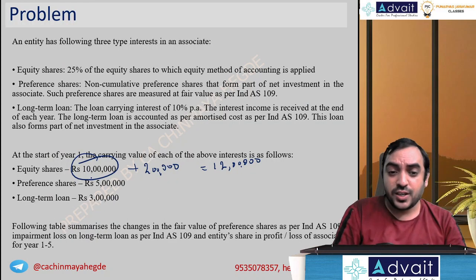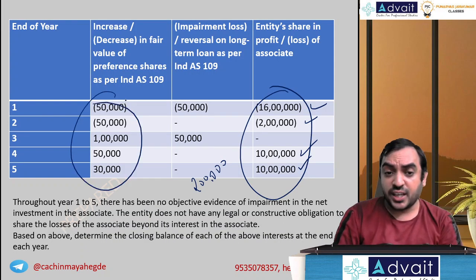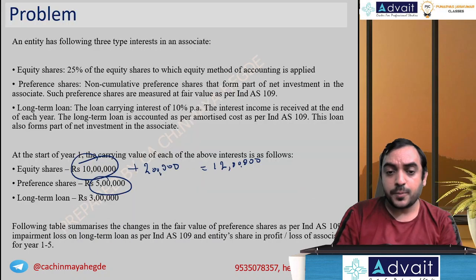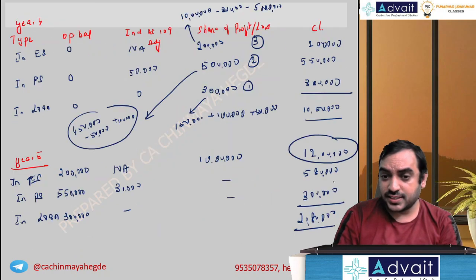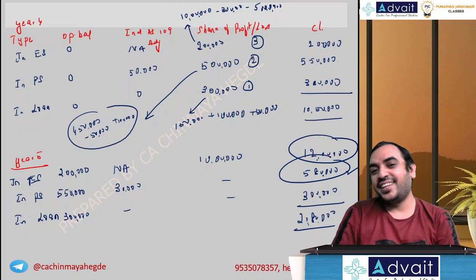Easily. Please observe. Preference was 5 lakh. Find out the net amount. 50,000, 50,000, 1 lakh profit. So basically they set off each other. Then 50,000, 30,000. Net amount comes to 80,000. So 5 lakh was there plus 80,000. So 5 lakh 80,000. Sir, 5 lakh 80,000 is the balance. Yes. Investment in preference share is 5 lakh 80,000 overall.